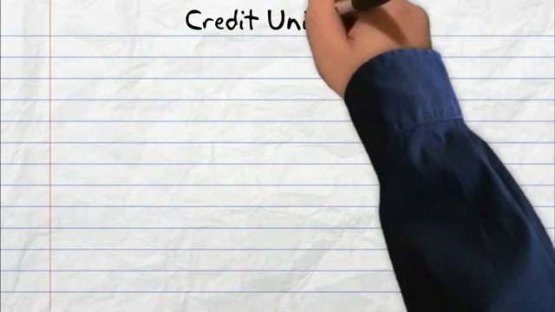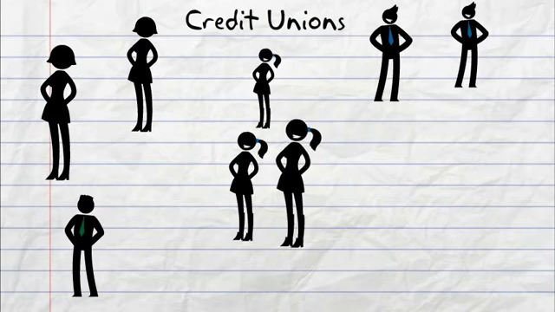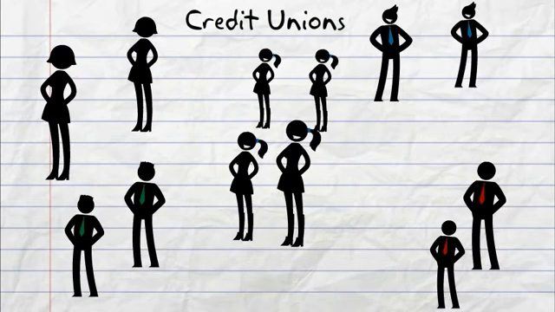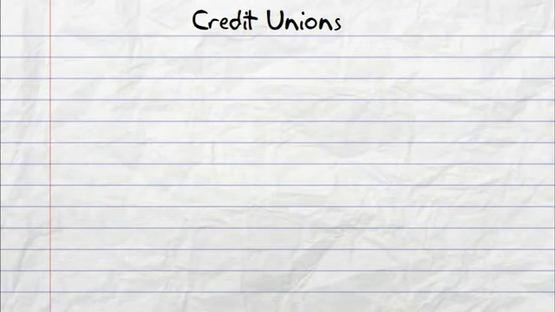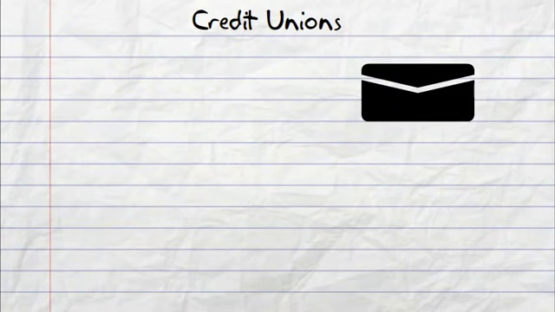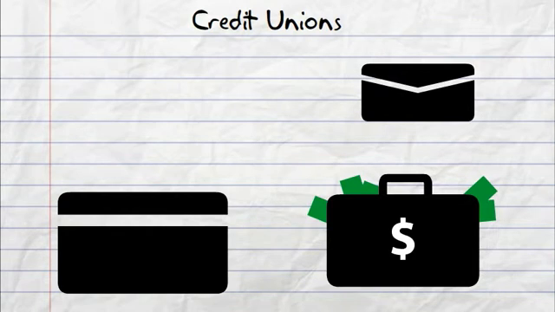There are also credit unions, which are not for profit, but you have to be a member to join. Some member groups may include area, industry, or organizational groups. Credit unions offer many of the same services as retail banks, including checking and savings accounts, debit and credit cards, personal loans, and mortgages.